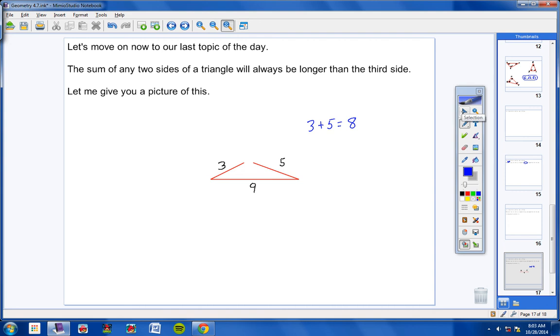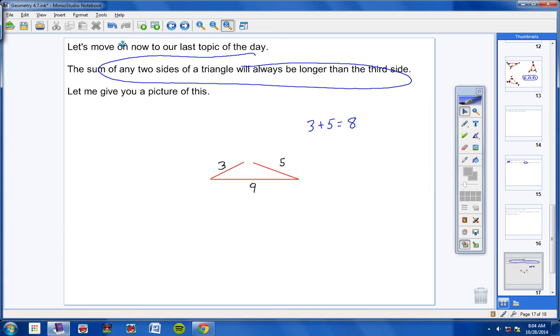Well, here's why it's impossible to have a triangle that has two sides that when you add them together, they're less than the third side. Look at this picture. It shows you why it's impossible, and it shows you why this is true up here. Okay, now watch this carefully. Look.